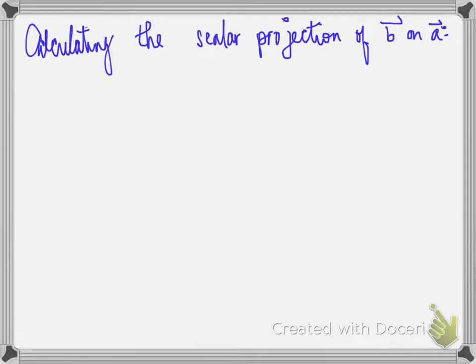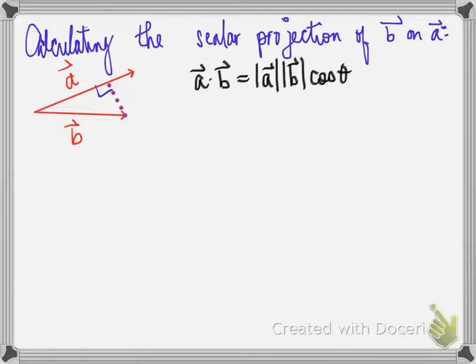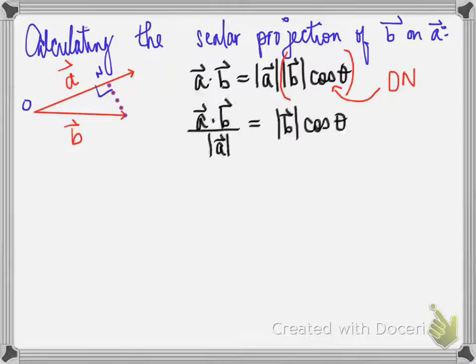Next part, calculating the scalar projection of B on A. What will that look like? Well, this time we take B and we're projecting it onto A to make a right angle. Take the formula A dot B equals the absolute value of A times the absolute value of B cos theta. Isolate for ON. This time it will be B cos theta. And you find out that ON is equal to A dot B over the magnitude of A.